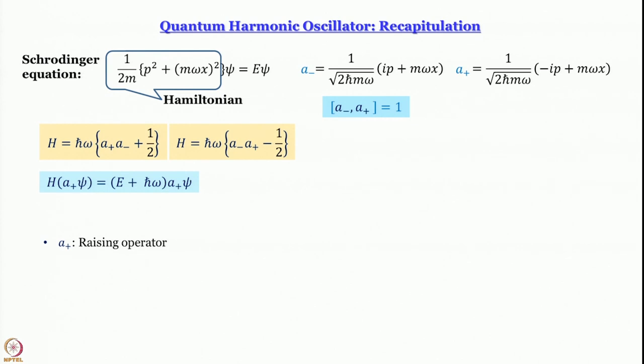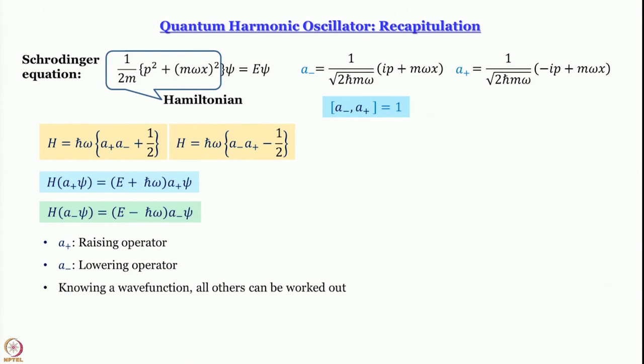So, A plus is called a raising operator, because its action on psi is to take us one step higher in the vibration energy ladder, and A minus takes us one step down. So, it is called the lowering operator. Now, this is something we have said earlier: knowing a wave function, in principle, using the ladder operator, we should be able to work out all other wave functions by going up or down the ladder one step at a time. And knowing the energy of one level, we should be able to work out the other energies as well.